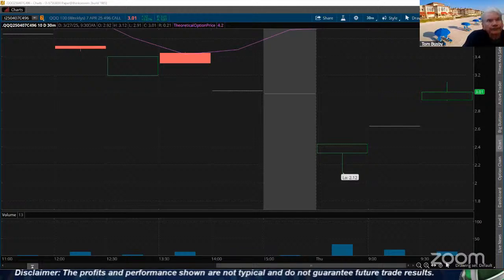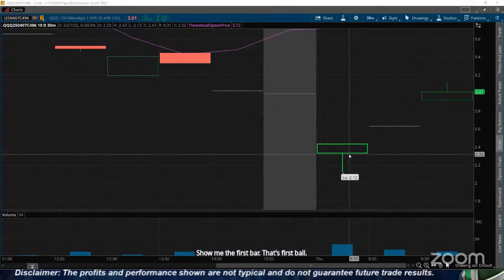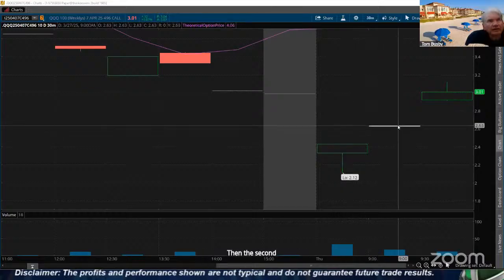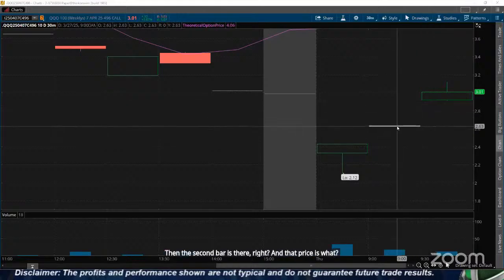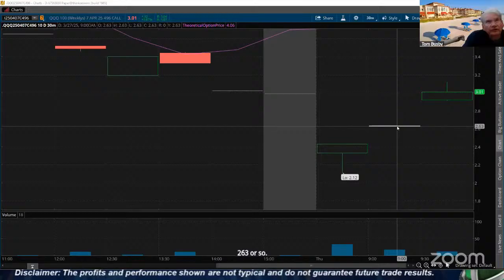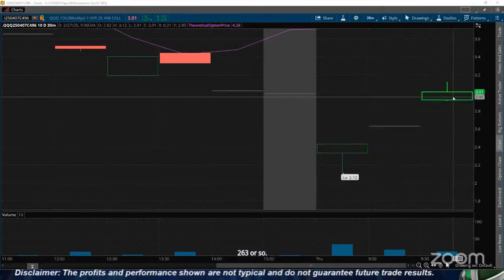Okay. Is that the first bar right there? Show me the first bar. That's the first bar. Yep. Then the second bar is there, right? Right. And that price is what? 263 or so. All right, 263. And the current bar is what? Currently trading 301, open at 292.